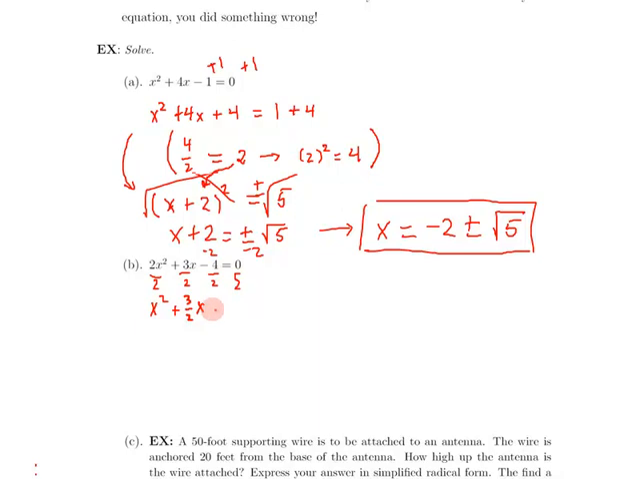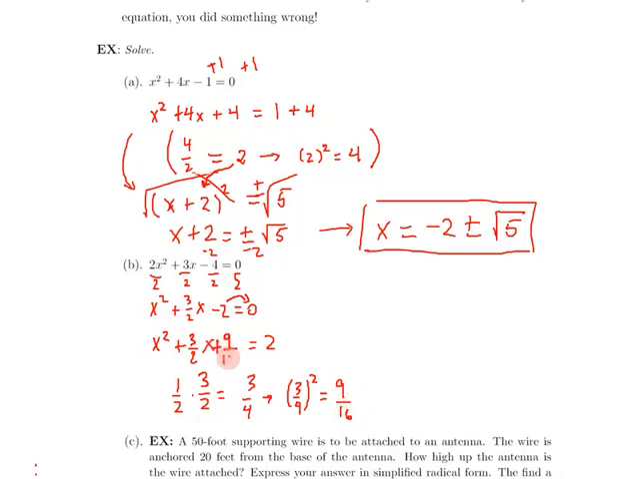minus 2 equals 0. Now what I'm going to do is move this 2 to the other side. I'm going to have x squared plus 3 halves x, a blank space, and then equals 2. Now we need to take half of the middle term. So that means I have 3 halves and I want half of that. The way I take half of that is to multiply by half, which gives me 3/4, which means now I'm going to take 3/4 and square it, which gives me 9/16. That's what I want to add to both sides.